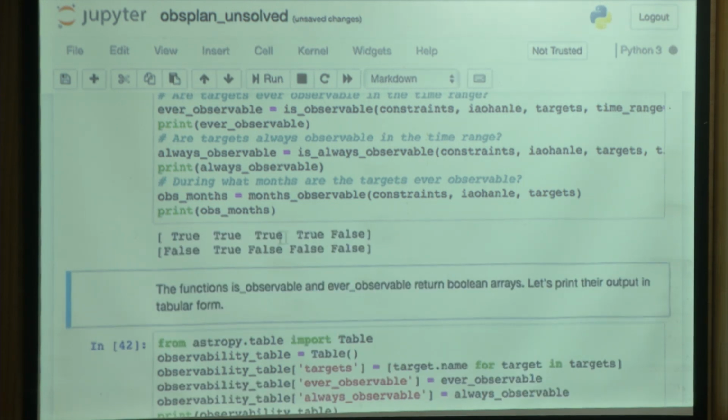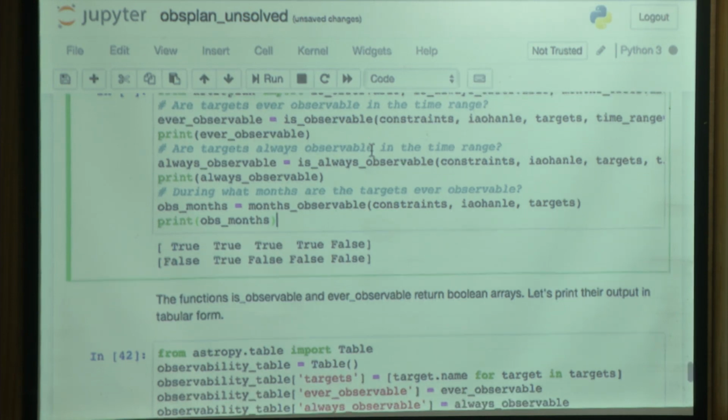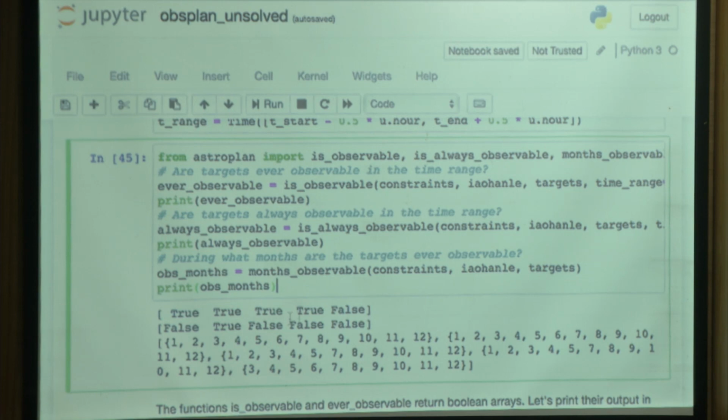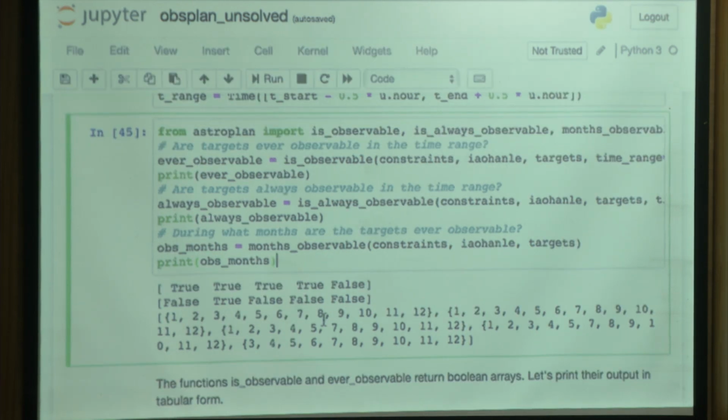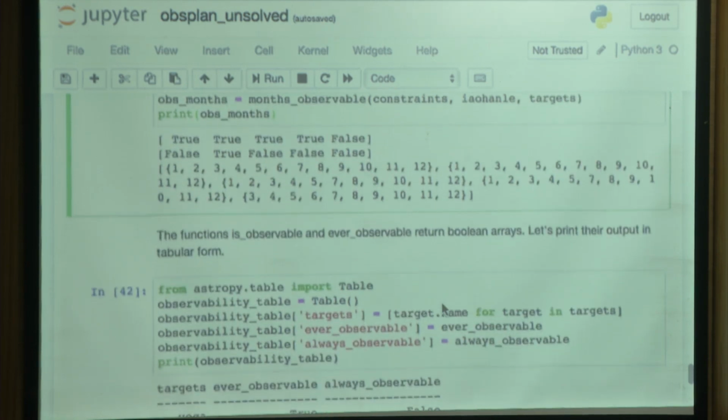So these arrays are the outputs of the is observable and always observable functions. So we can see that 4 out of 5 of them are observable tonight from the IAO, and only one of them is always observable tonight, and obviously that's the Pole Star. And then you also get a list of months which are best suited for observing these particular targets.